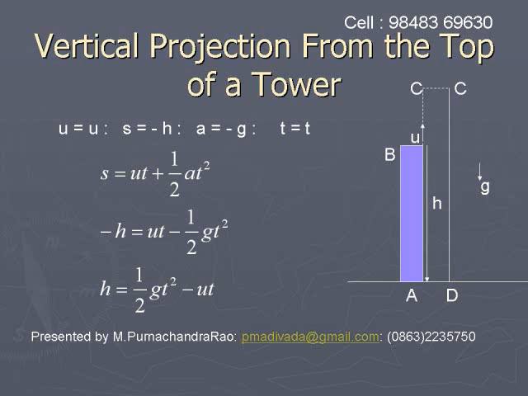Minus h is equal to ut minus half gt square, or h is equal to half gt square minus ut. This is the relation which we can use for solving the problems concerning vertical projection from the top of a tower.